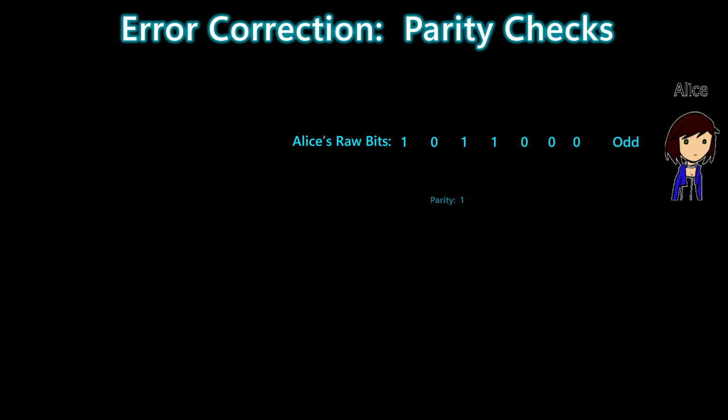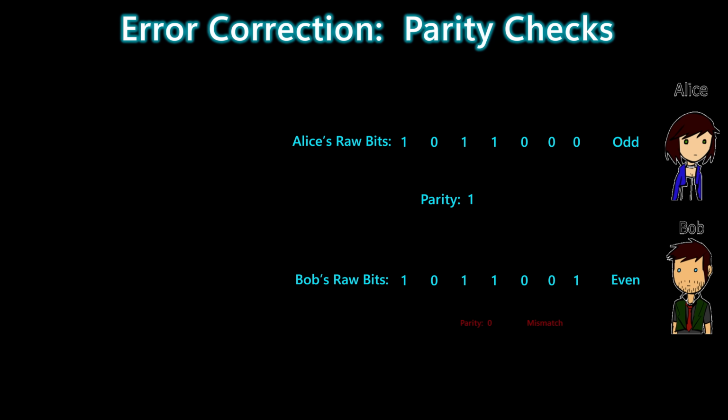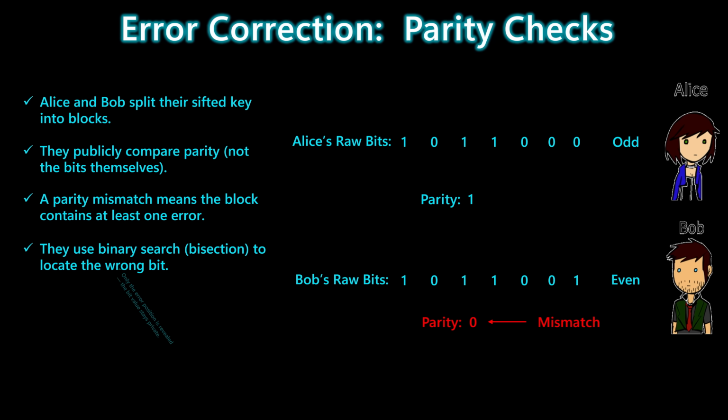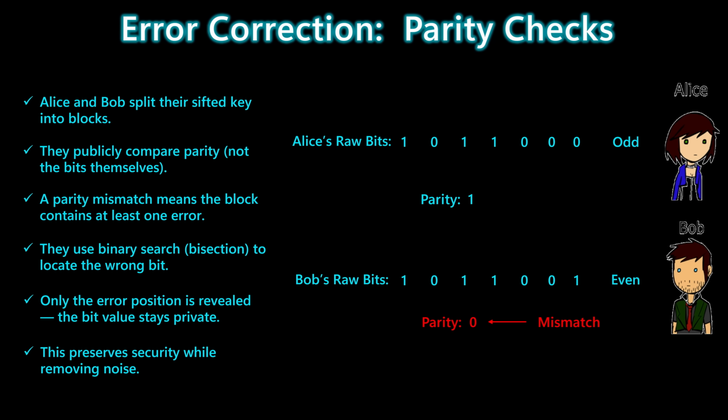To correct the remaining errors in the sifted key, Alice and Bob start by splitting their bits into blocks. They don't reveal the bits themselves. Instead, they publicly compare the parity of each block. If the parities match, the block is clean. But if the parities differ, that means the block contains at least one error. From there, they use a binary search approach, cutting the block in half and comparing parities again until they pinpoint the exact bit that's wrong. Only the position of the error is revealed. The actual bit values stay private. This allows Alice and Bob to clean up their key without leaking any information to an eavesdropper.